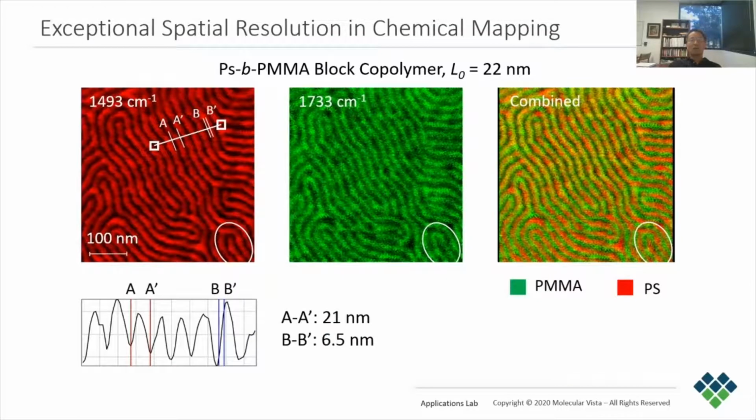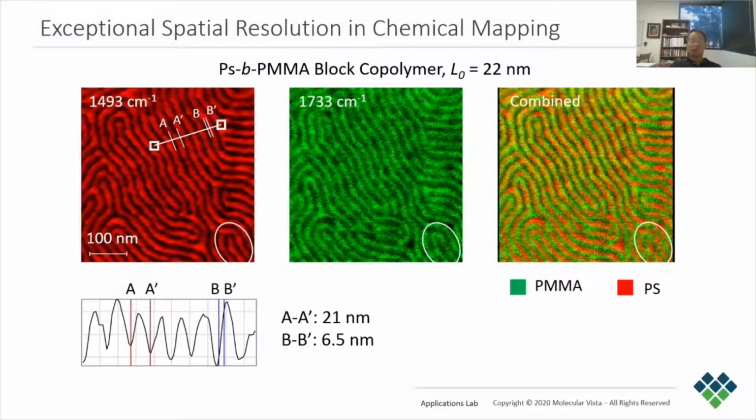To determine the spatial resolution, we like to use a polymer, which has a well-defined distribution of chemical components. In this PS-PMMA polymer, with a full pitch of 22 nanometers, each chemical component is about 11 nanometers wide. When we set the excitation laser to 1493 wave number, which is a strong PS absorption band, PiFM highlights just the PS molecules shown in red.